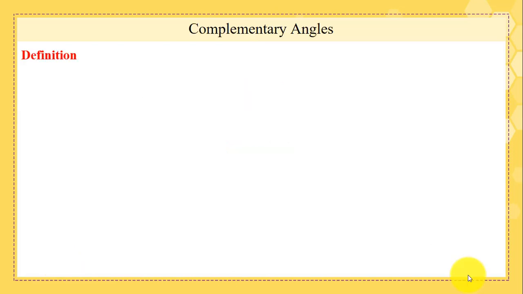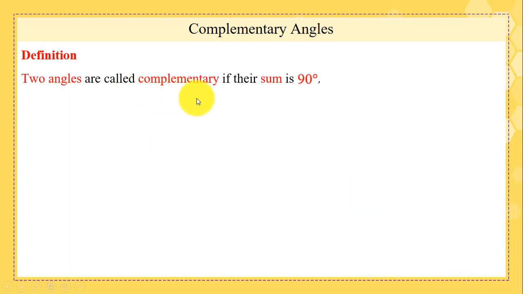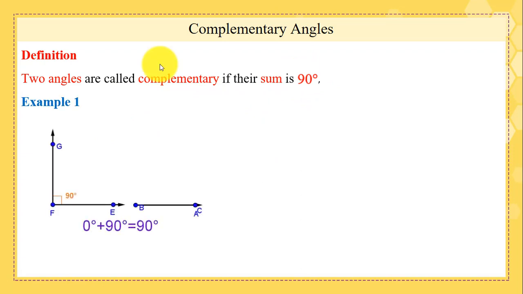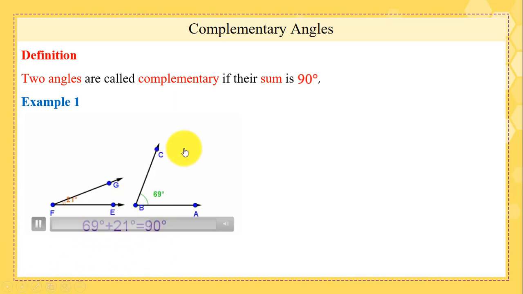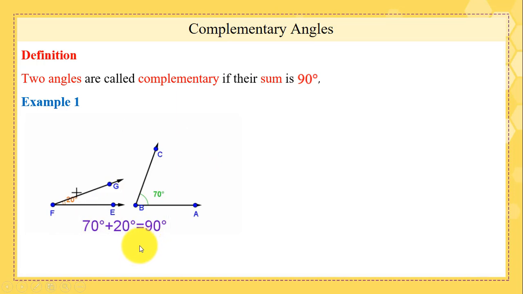Complementary angles. Definition: two angles are called complementary if their sum is 90 degrees. Example number 1. Here we have two angles GFE and ABC which are complementary, so their sum is always 90. Let's check. Okay. Their sum, as you see, is always 90 degrees. 70 plus 20 equals 90 degrees.